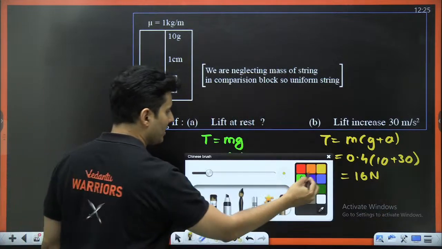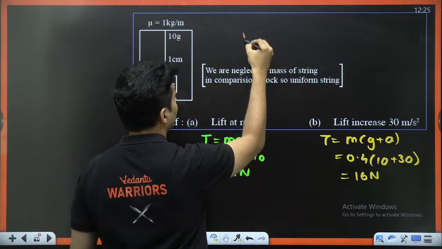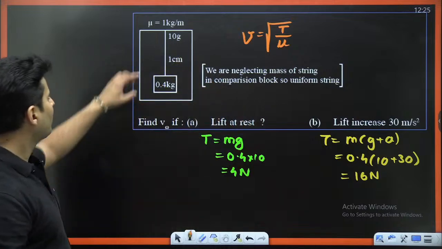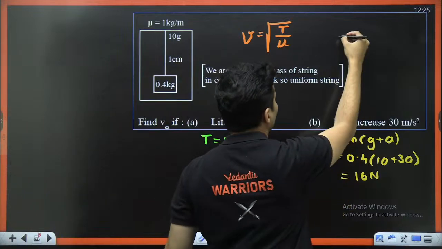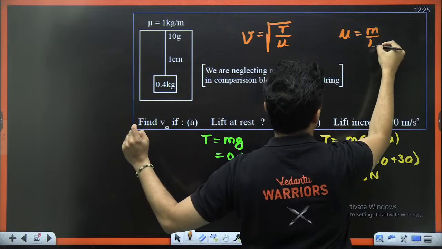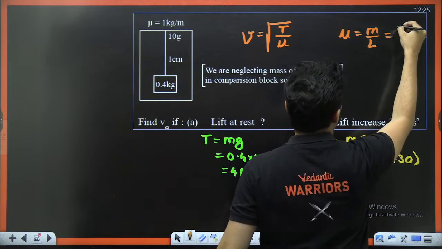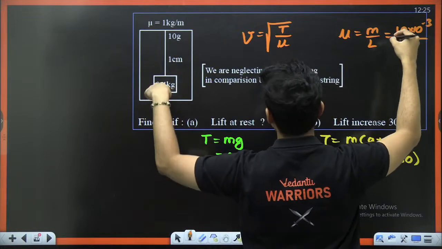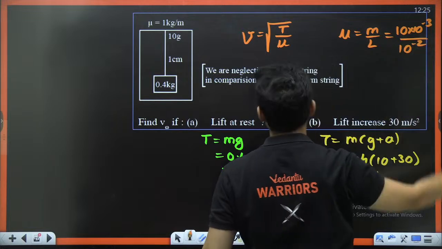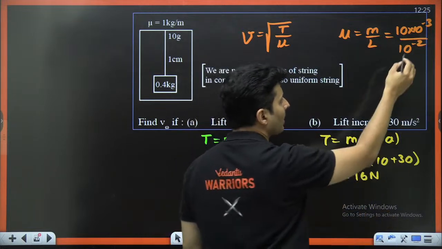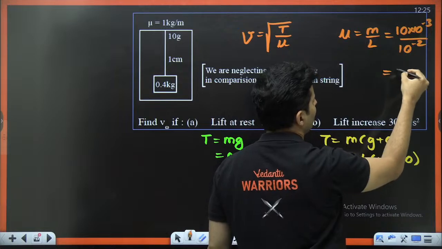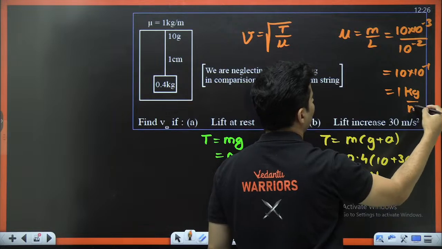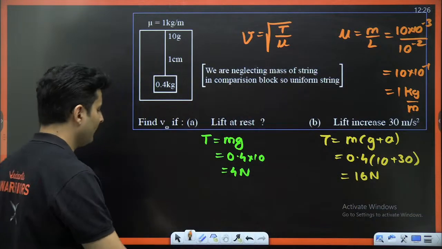But that's not the question. Question is finding the wave speed. Remember, the wave speed formula is root of tension by mu. Is the mu given? I think we can calculate the value of mu over here. Mu is mass per unit length. Mass is 10 gram. So 10 into 10 to the power minus 3 upon this is 1 centimeter, which is 10 to the power minus 2 meters. 10 to the power minus 2 goes, 10 to the power minus 1 remains. So it will become 1 kg per meter. Perfect.